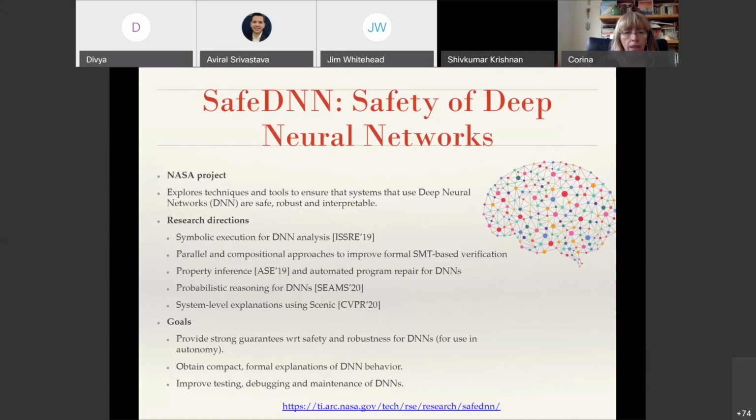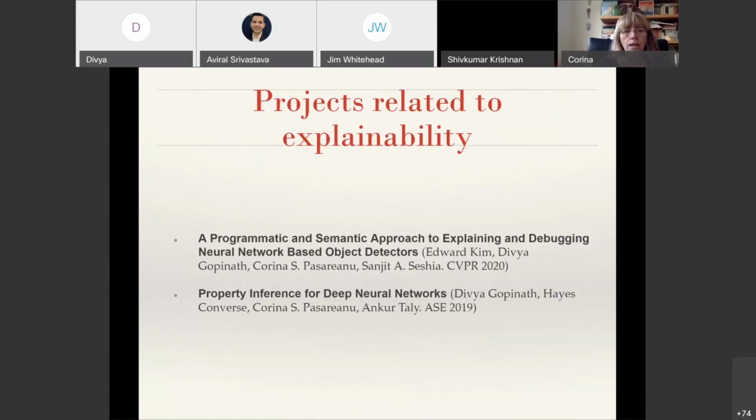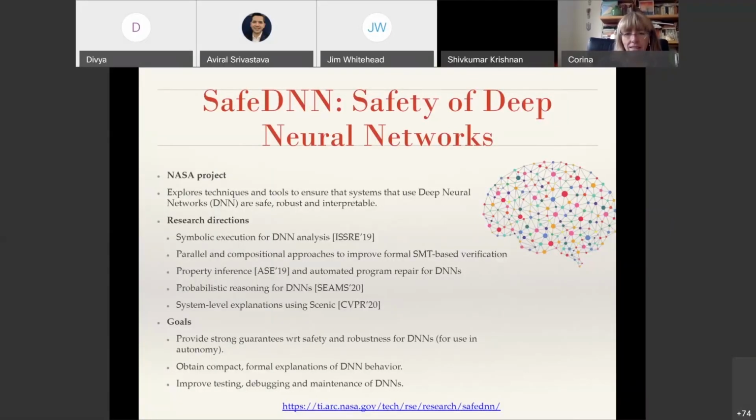And we have also performed work on property inference and automated program repair, probabilistic reasoning for neural networks, and also a most recent project which develops system-level explanation using Semantic. And the overall goal is to provide strong guarantees with respect to safety and robustness of neural networks. In particular, at NASA, we are interested in using them for autonomy. And we also want to obtain compact formal explanations of neural network behavior, and this will become clearer later in this presentation. And ultimately, we want to improve testing, debugging, and maintenance for neural networks. And I provided here the link to our project. So thank you, next slide.